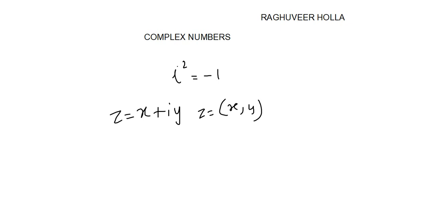Then x is the real part and y the imaginary part of the complex number z, and we write that as real part of z and imaginary part of z.